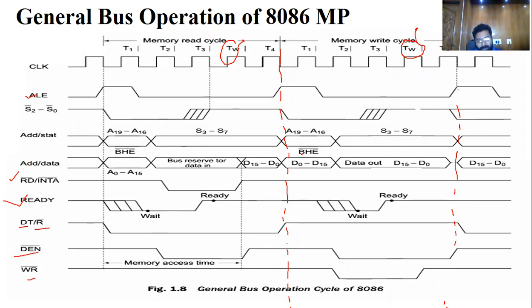Okay, so last class we discussed the general bus operation. Today we are going to discuss the minimum and maximum timing diagrams, if possible. So today we are going to discuss the minimum mode, then next class we will see the maximum mode operations.